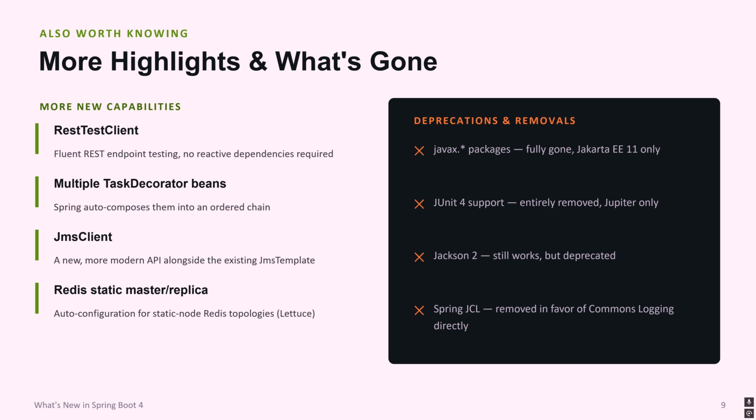Here are some new things that were also introduced: the REST client, multiple task declarative beans, JMS client, and Redis static and master replica with Lettuce. And here we can see some of the deprecations, like JUnit 4 support is entirely removed. It is only JUnit Jupiter now.